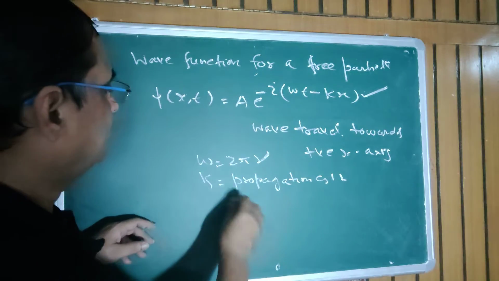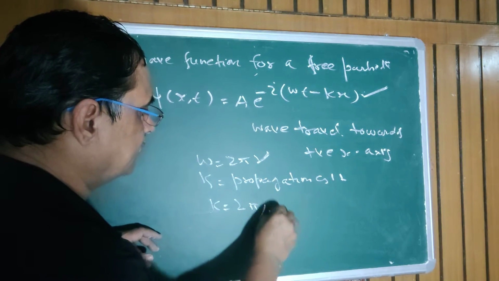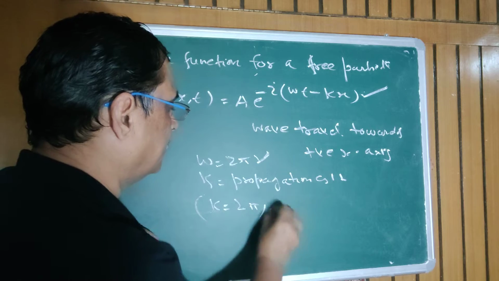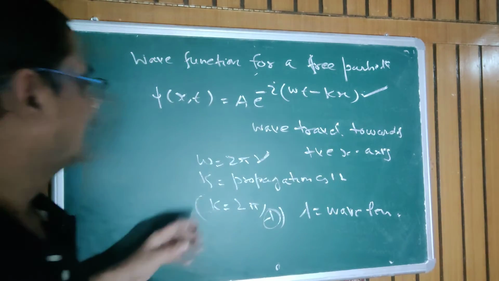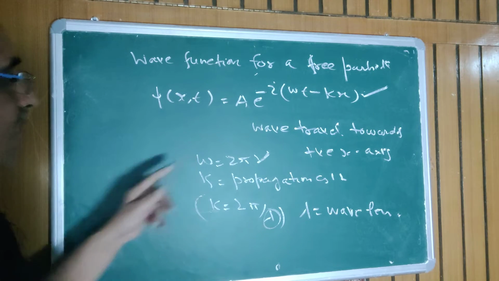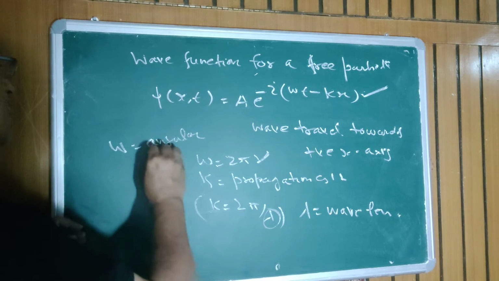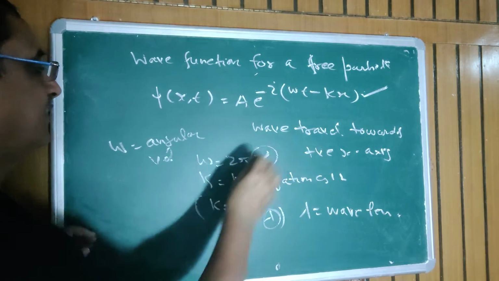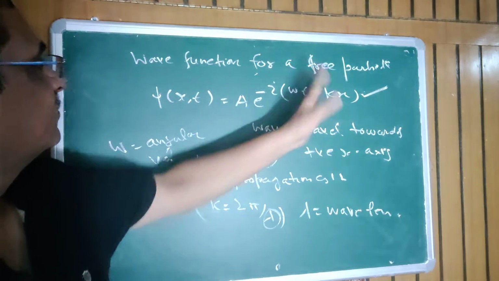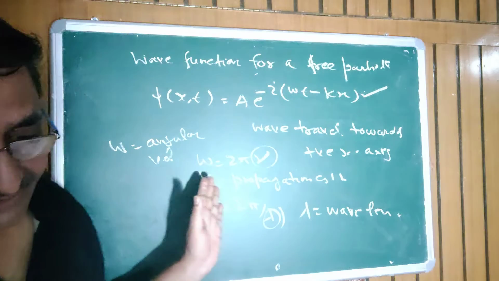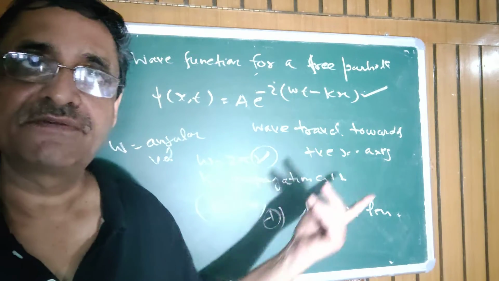And k you can write in another form. K is always written as 2 pi by lambda, where lambda is the wavelength. Lambda is the wavelength. Nu is the frequency. Omega is called angular velocity, the angular frequency. K is called the propagation constant, and the wave is moving towards the positive x-axis. This is the basic equation of the wave traveling towards the positive x-axis associated with the particle.